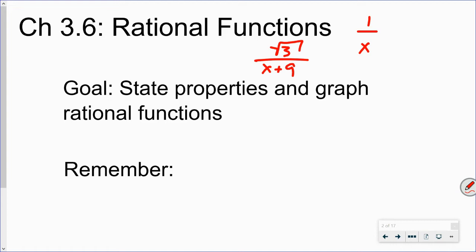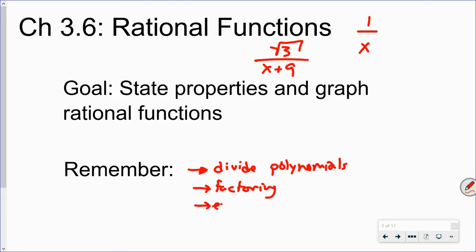Again, this is a rather long, lengthy section, so we're going to spend some time on it. A few things to remember. We need to remember how to divide polynomials, both long and synthetic division. We're going to do factoring polynomials, so the first section of chapter 3 is still going to come into play. Also some end behavior stuff.